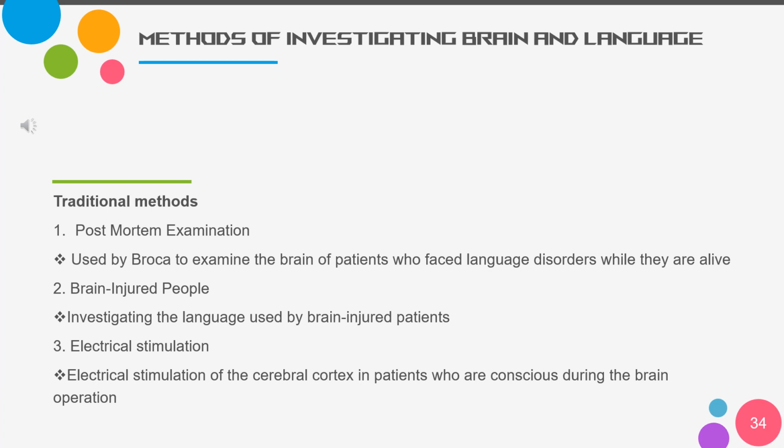The first one is traditional methods, including post-mortem examination, brain-injured people, and electrical stimulation. Post-mortem examination was used by Broca to examine the brains of patients who had language disorders while they were alive. And then brain-injured people: investigating the language used by brain-injured patients. And then electrical stimulation of the cerebral cortex in patients who are conscious during brain operations.